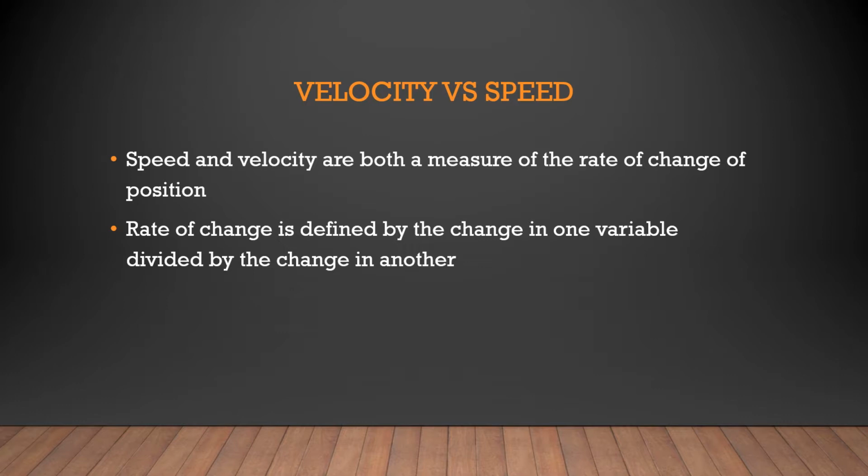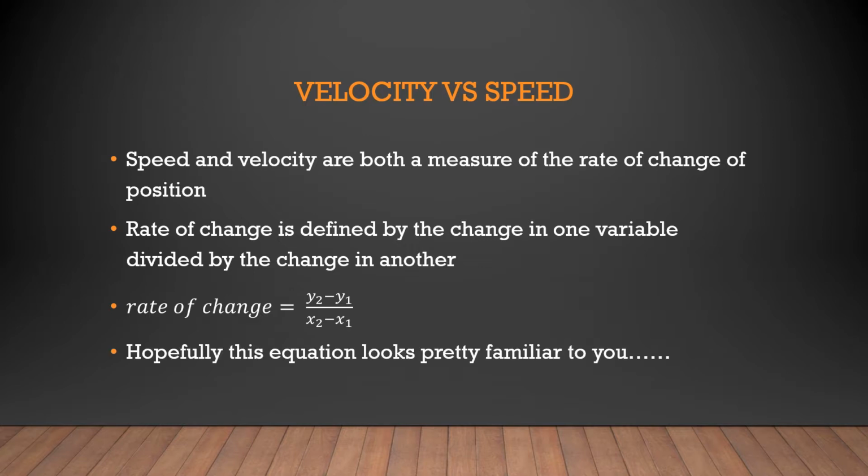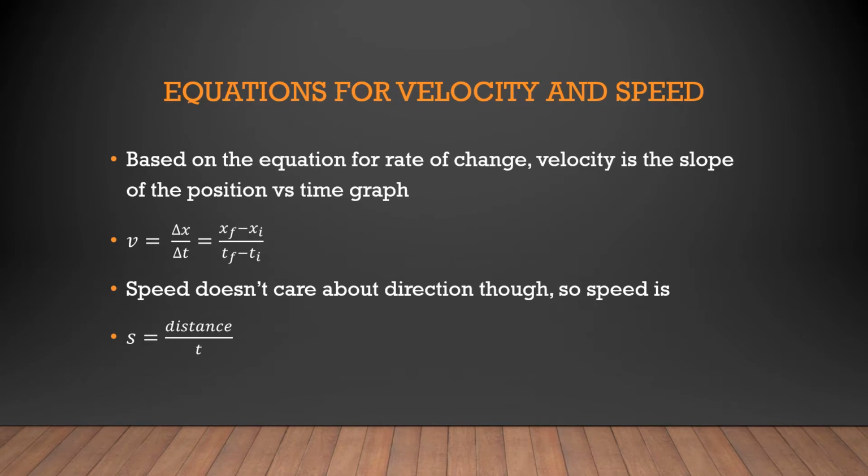So rate of change is the change in one variable divided by the change in another, or y2 minus y1 over x2 minus x1. Hopefully this equation looks pretty familiar to you, and looks exactly like how you find the slope in a graph, because that's what it is. Velocity is all about finding the slope of the position graph, how quickly you're changing position.